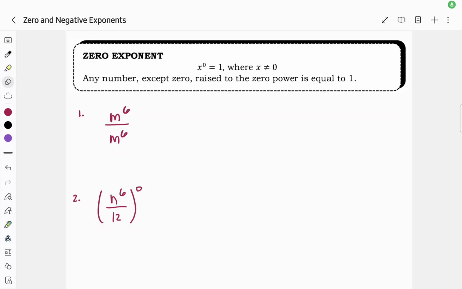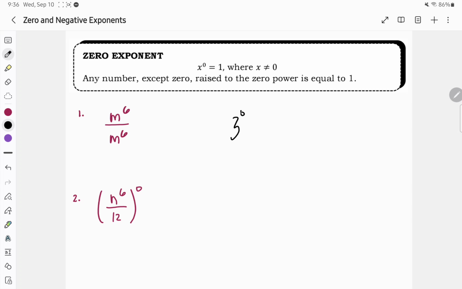Grade 9. Today we'll be discussing the zero and negative exponent rule. Based on the zero exponent rule, x raised to 0 is equal to 1, where x is not equal to 0. Or in other words, any number except 0 raised to the 0 power is equal to 1. Sa madaling salita, anumang numbers na ni-raise sa 0 ay 1, except 0. Okay, so in short, let's have an example.